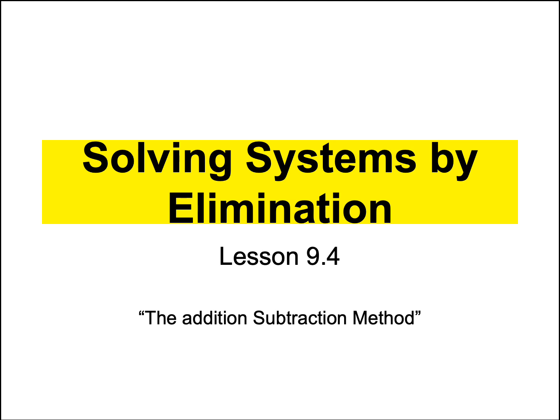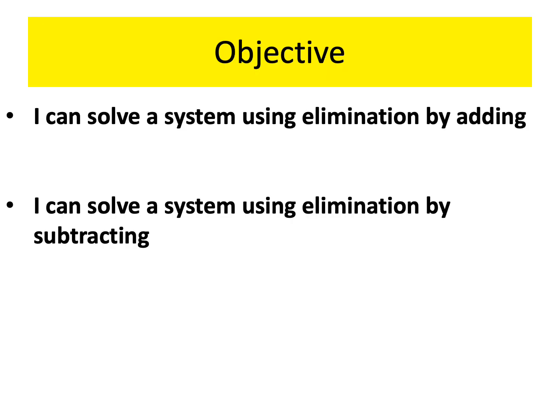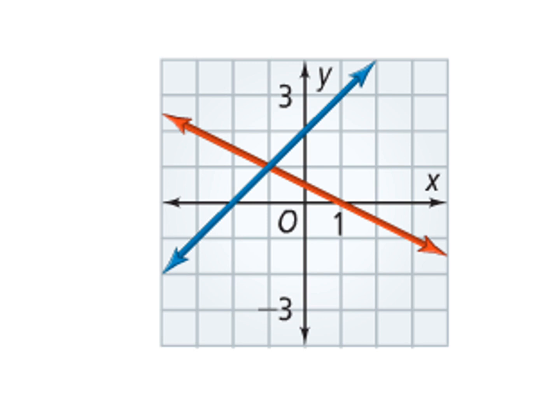All right, so 9.4. This is one of my more favorite classes of the year, so solve a system by elimination. And I found that most students like this technique. Out of the 3 that we learned, they like this one the best. 2 objectives: solve a system using elimination by adding, and solve a system using elimination by subtracting. Recall, what we're really doing here is I'm going to give you 2 linear equations. You're trying to find where they intersect, where their intersection point is.